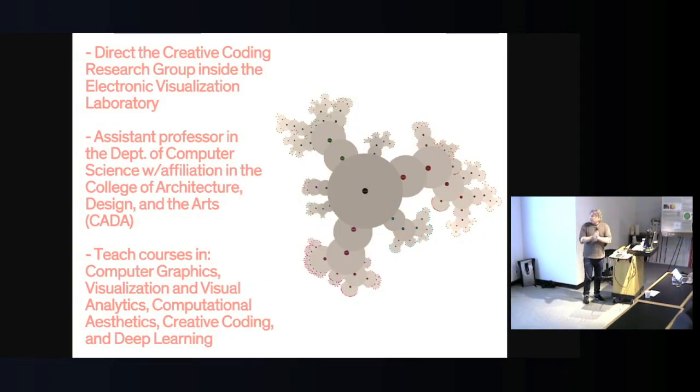As Chris mentioned, I'm currently at the University of Illinois at Chicago, where I'm a research faculty at the Electronic Visualization Laboratory and where I direct the Creative Coding Research Group. In addition to being an assistant professor in the computer science department, I have an affiliation with the College of Architecture, Design, and the Arts, and I teach courses in computer graphics, visualization, visual analytics. I teach a course called Creative Coding. I introduced a course called Computational Aesthetics, and most recently I've been teaching a course on deep learning.